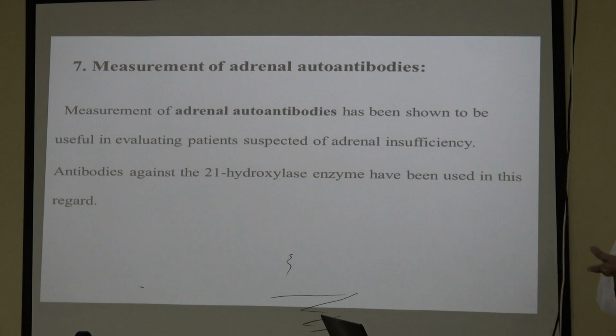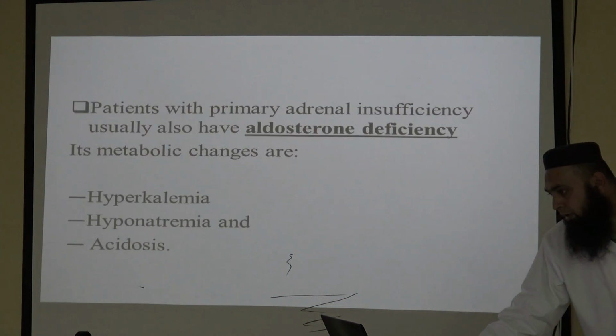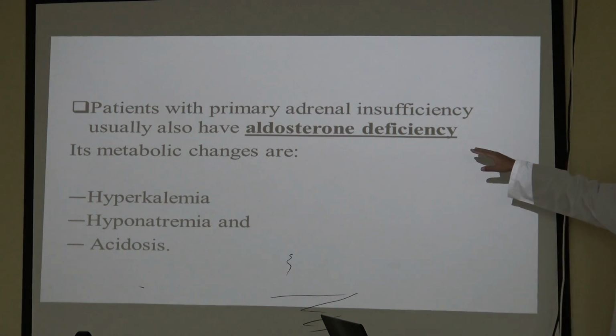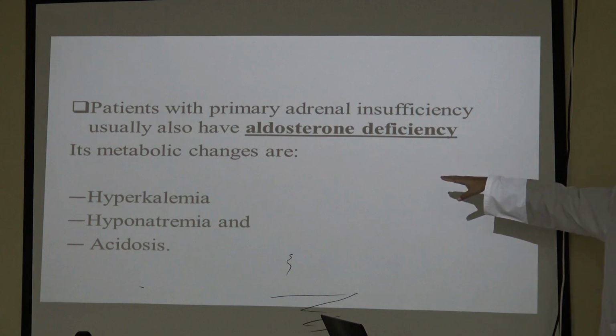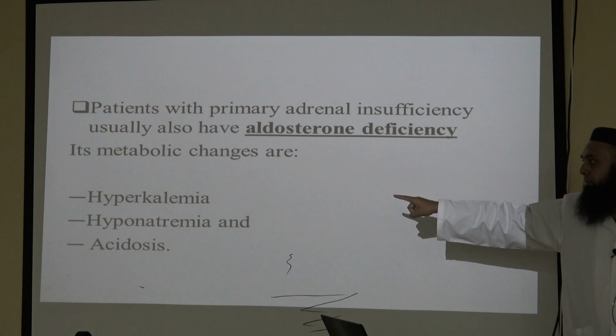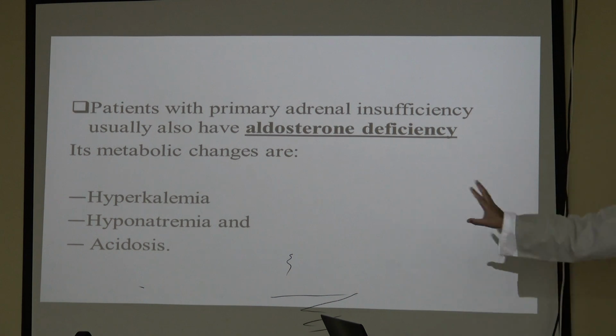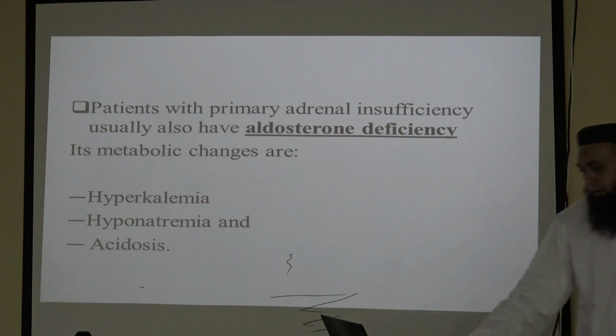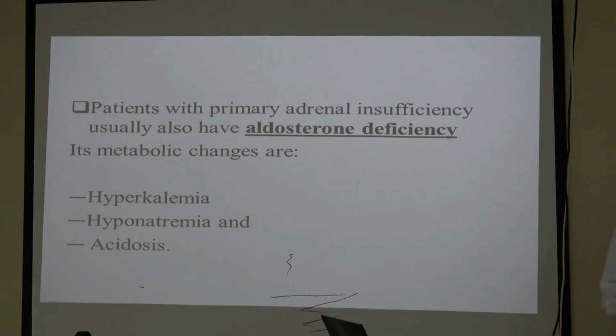So all these tests, if I conclude, after this slide I can conclude, aldosterone deficiency. Adrenal disease usually has aldosterone deficiency, and there is usually this picture: hyperkalemia, hyponatremia, acidosis. This picture is very important. It is a very important point I am telling you, look at this picture always. It is a very important sign of aldosterone deficiency. Hyperkalemia is there, hyponatremia is there, and acidosis is there. So this lecture is finished.